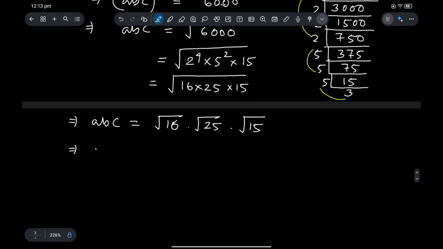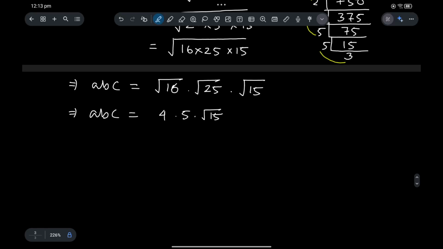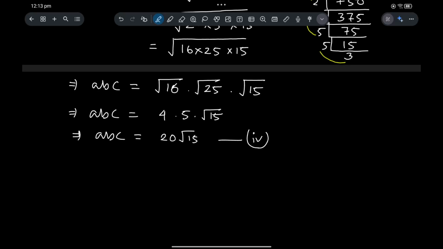So ABC equals root 16, that means 4, and root 25, that means 5, and root 15, that cannot provide a particular integer, so root 15 is root 15. So A into B into C equals this. So basically we can write ABC equals 20 root 15. This will be our fourth equation.